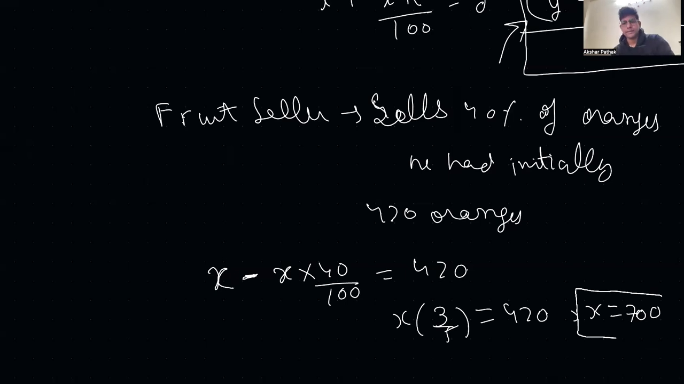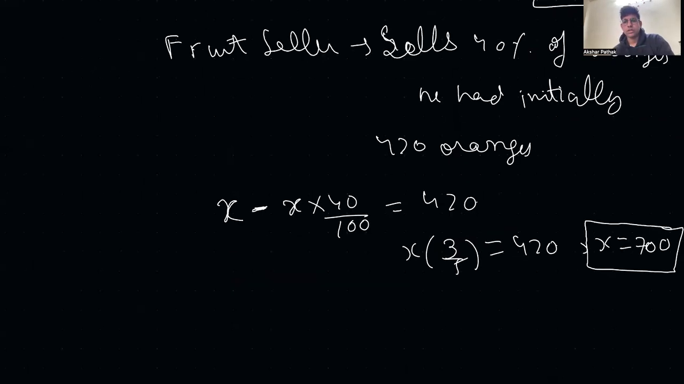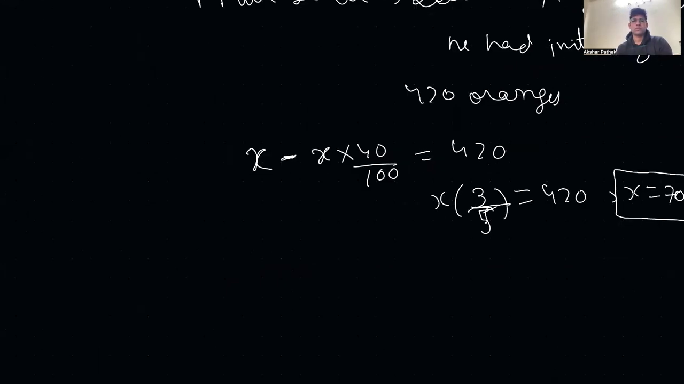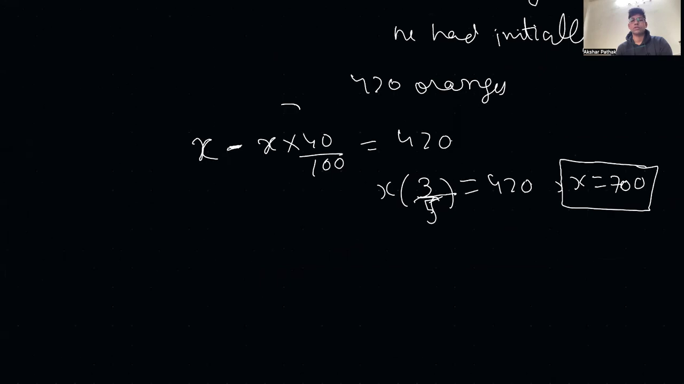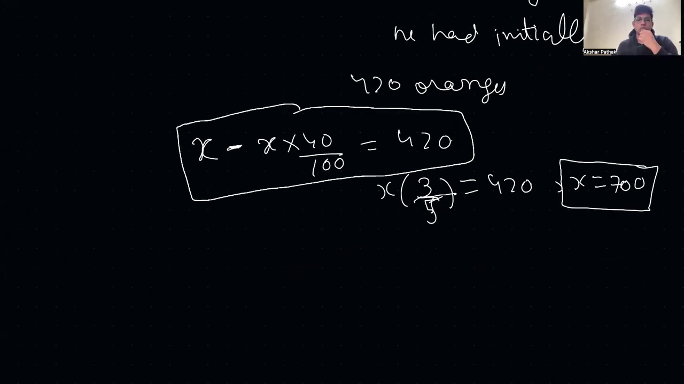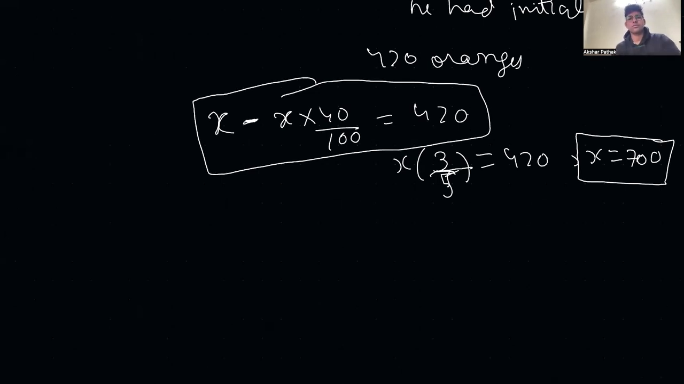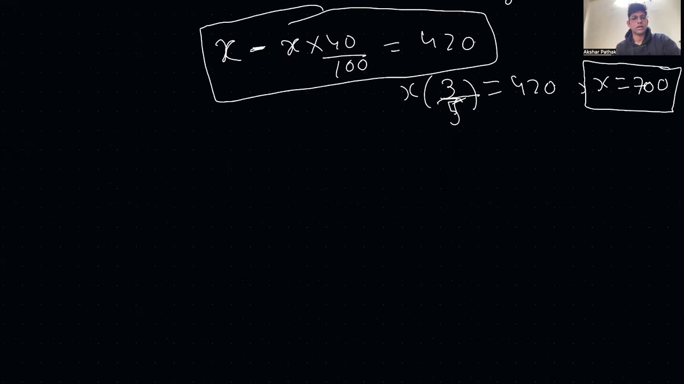I know I do fast calculations, but I think you can understand what's happening. Multiplication, 420 by 3, it's 140, and 140 into 5, it's 700. Okay. So will you be able to do these type of questions now? So I have solved one type of question, which is when the rate is increasing. Now in this case, the rate is decreasing. So these type of questions I've done for you.